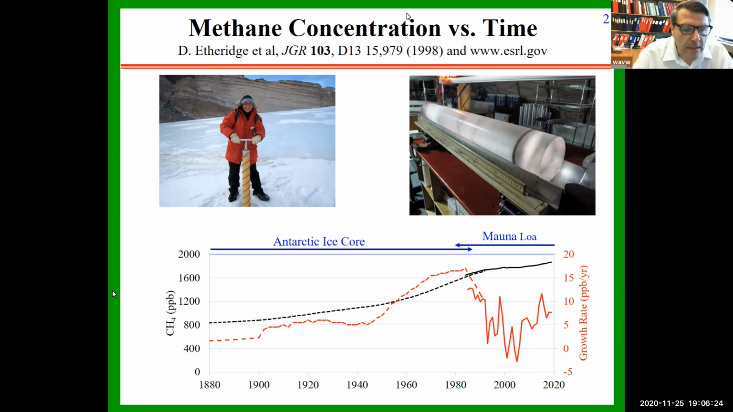And you see that methane started to increase suddenly around 1905. Then around 1950, it increased until 1980. And then after 1980, some real weird things happened. The growth rate decreased sharply. In fact, in a few years after 2000, it was negative. So methane was declining in the atmosphere.